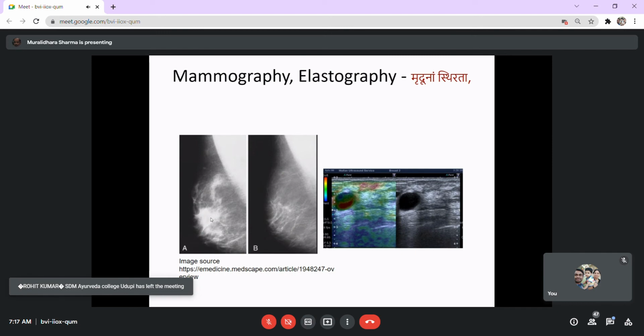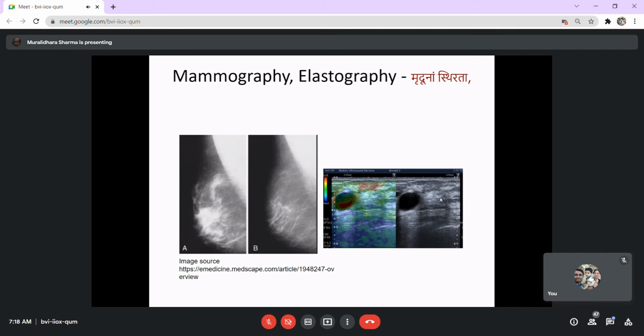Now this is very specific to the breast, because the breast is surrounded by fat tissue, often the palpation could be misleading, and chances of missing a mass would be more, whereas with mammography you may not miss that mass. So your sparshana pariksha can be more accurate with mammography.